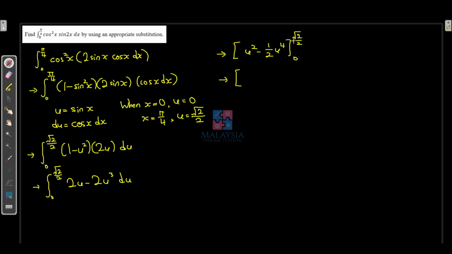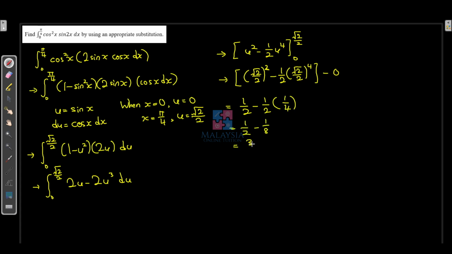So now, u squared, what do we get there? Okay, so square root 2 over 2 squared minus 1 over 2 times square root 2 over 2 to the power of 4. And then when you substitute 0, everything becomes 0. Okay, so square root 2 over 2 squared is going to be 2 over 4 or 1 over 2, minus 1 over 2 times 4 over 16, which is 1 over 4. So the answer is 1 over 2 minus 1 over 8, which is going to be 3 over 8. Okay, so this is the final answer that we get.